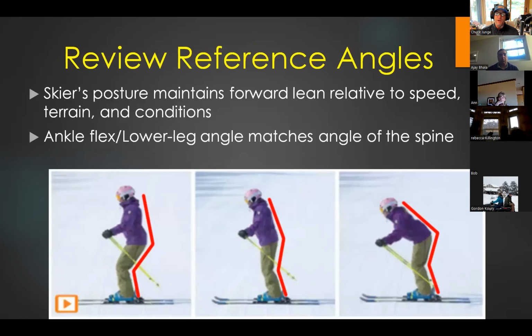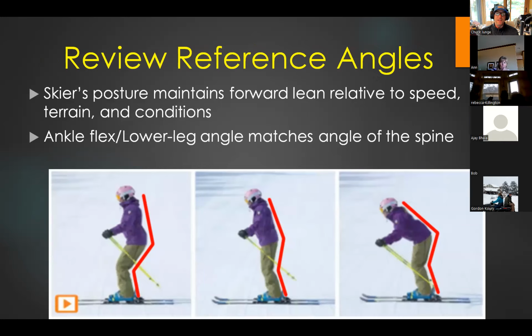We're going to start by reviewing our reference angles. We've probably heard these things a million times: that the skier maintains forward lean relative to speed, terrain, and conditions, and that lower leg and ankle flex angle should match the angle of the spine. I think they're in the technical manual. I think those are pretty good guidelines for the most part, but I would challenge those on an instance basis, as not necessarily true all the time.